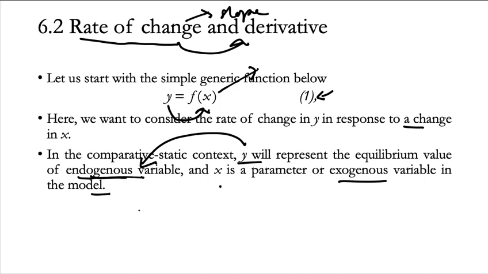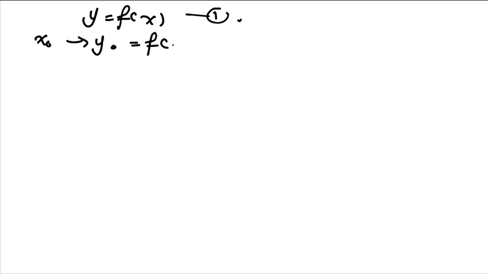So let's rewrite here. We have the initial function y as a function of x, call it equation 1. Now let's say we have one value of x. We call it x naught. With this x naught, using the function of x in 1, it can be transformed into y and we call it y naught. And we know that y naught is a function of x naught, isn't it?